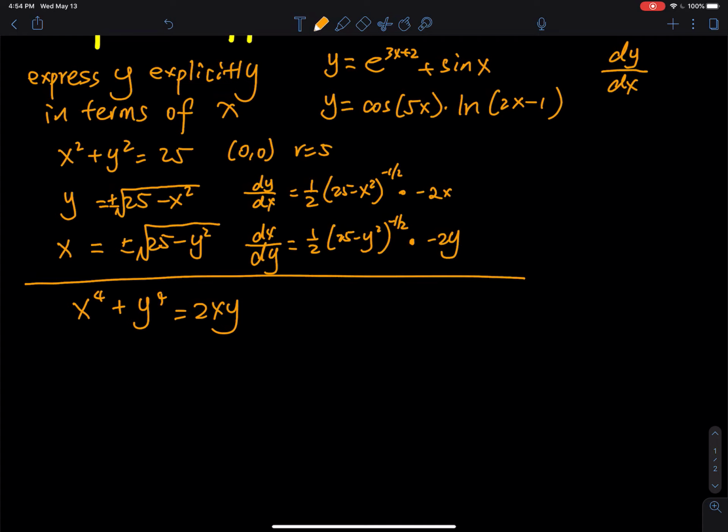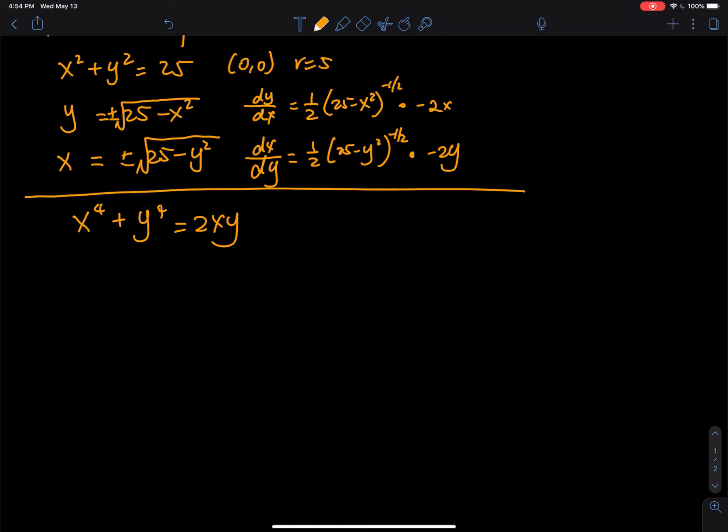In order to do dy/dx, first I have to isolate y on one side. So for this one, I would like to have y to the fourth equals 2xy minus x to the fourth, right? Looks easy.